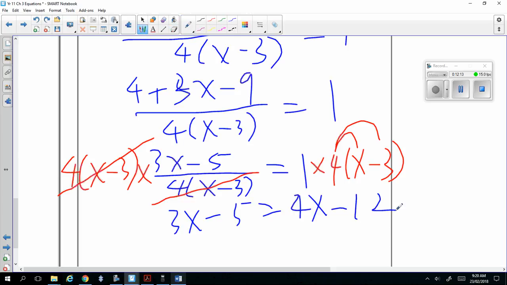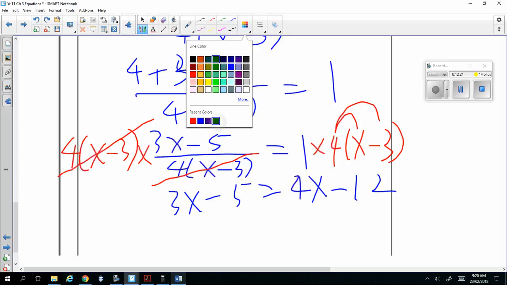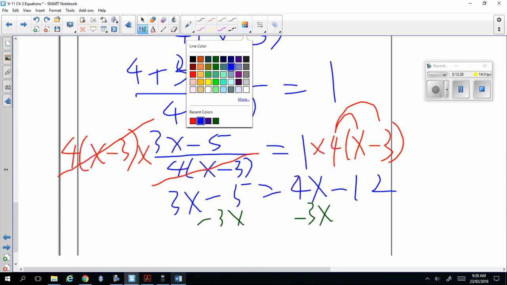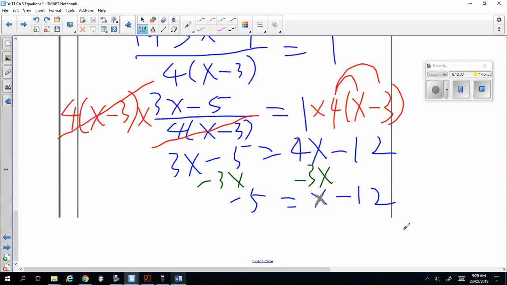So you just subtract both sides by 3x so you don't have a negative term. So you get negative 5 equal to x minus 12. And then plus 12 on both sides, you get x equal to 7 is your final answer. I'll scroll up a bit so you can see.